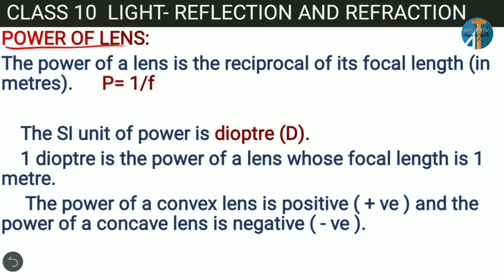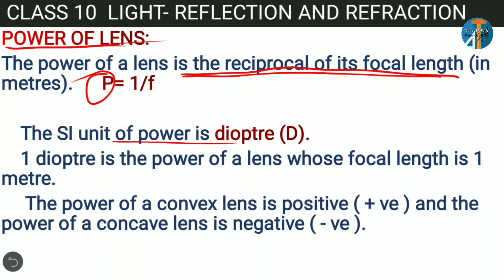So here basically, what is the definition of power of lens? It is the reciprocal of focal length. If we consider the reciprocal of focal length, we are calling it power of lens. Okay, power of lens is the reciprocal of its focal length. We represent P, the power of lens, is equal to 1 by f. The unit of power is diopter.